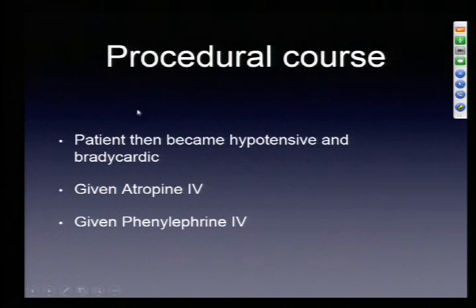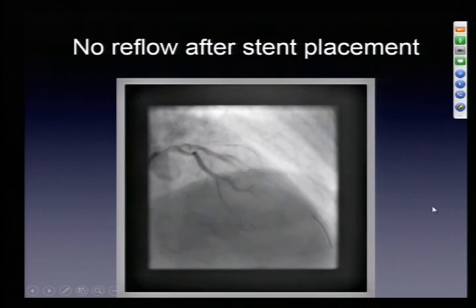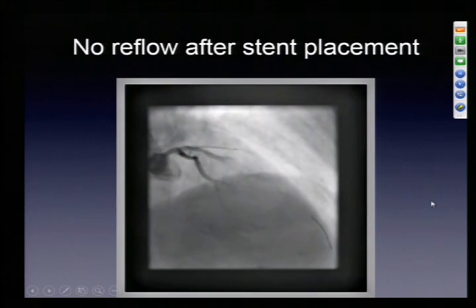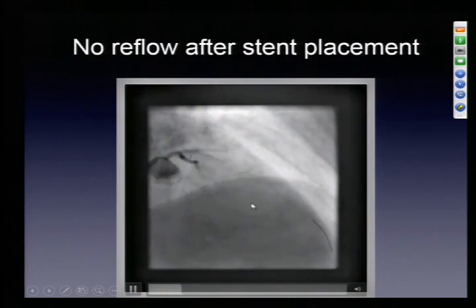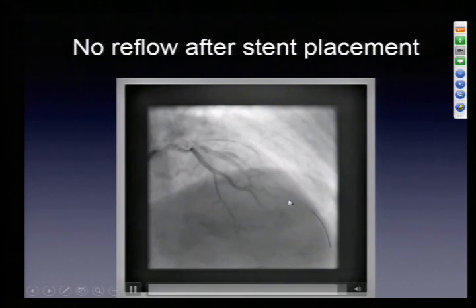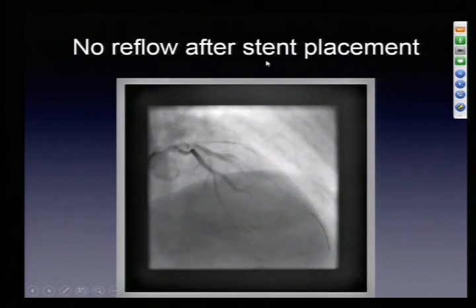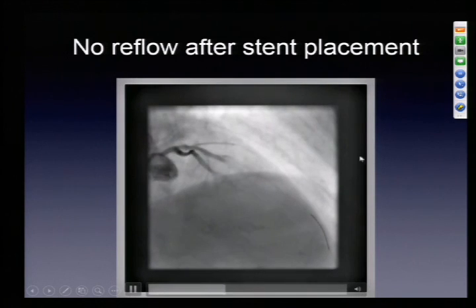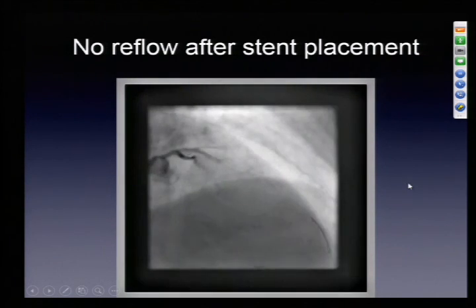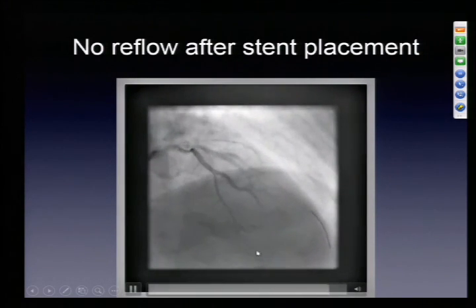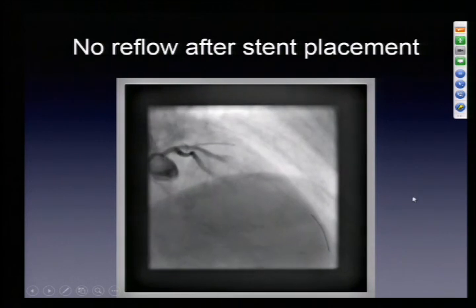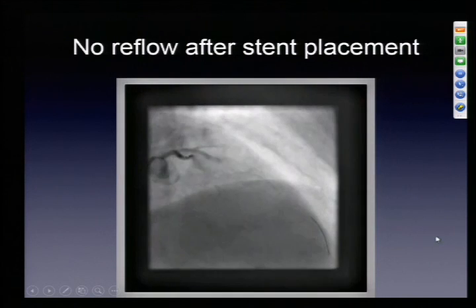So then, unfortunately, she became hypotensive and bradycardic. She was given atropine and phenylephrine IV. And this is the next shot. She really has no flow down the coronary. So you see that the flow ends right here. No reflow is a phenomenon that can occur with stenting or ballooning of large, bulky plaques. In this case, probably more a function of the fact that she's now in cardiac arrest. And really, there's very little cardiac output.